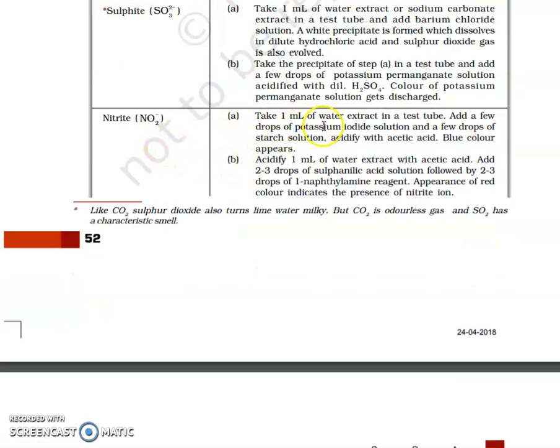Nitrite. Take 1 ml of water extract in a test tube.